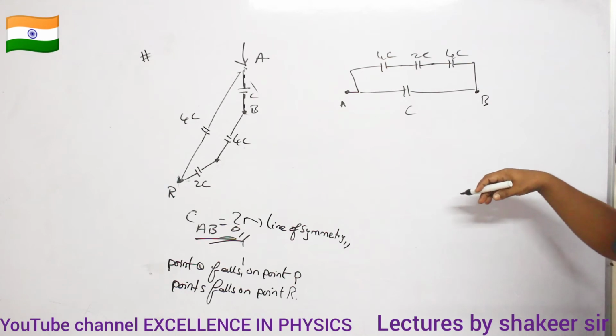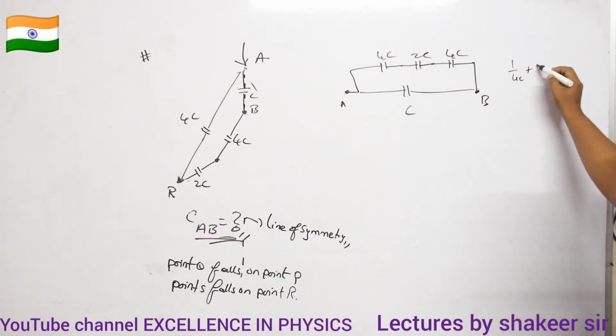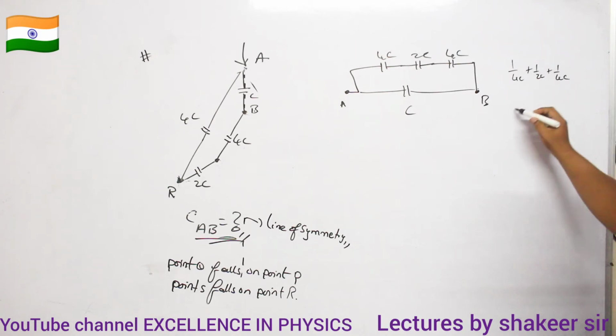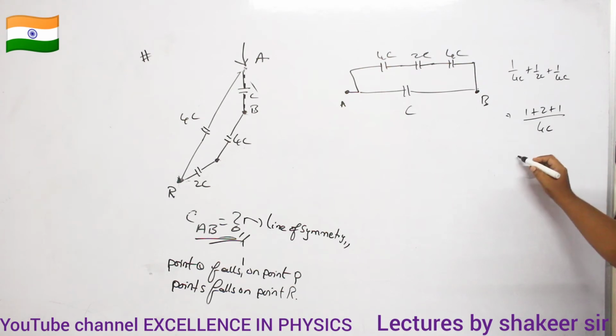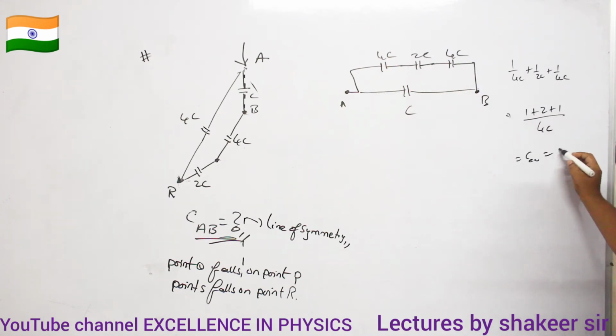Now very easily we can solve this one. So 4C, 2C and 4C, they are connected in series connection. So 1 by 4C plus 1 by 2C plus 1 by 4C. So total 4C, I will take LCM. So 1 plus 2 plus 1. So equivalent up to this branch is how much? It is equal to 4C divided by 4, no? So it is C.